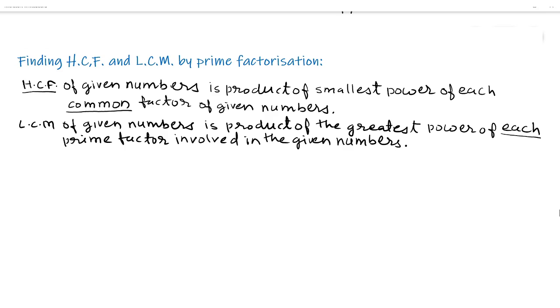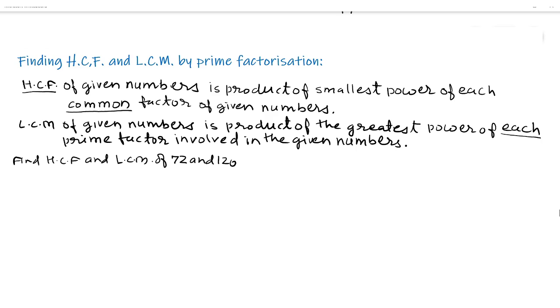Here we have to take each prime factor, and that too of greatest power of each prime factor involved in the given numbers. We will learn it by some example. We will find LCM and HCF of two numbers. So we are going to find HCF of 72 and 120, also LCM of 72 and 120 to learn it.